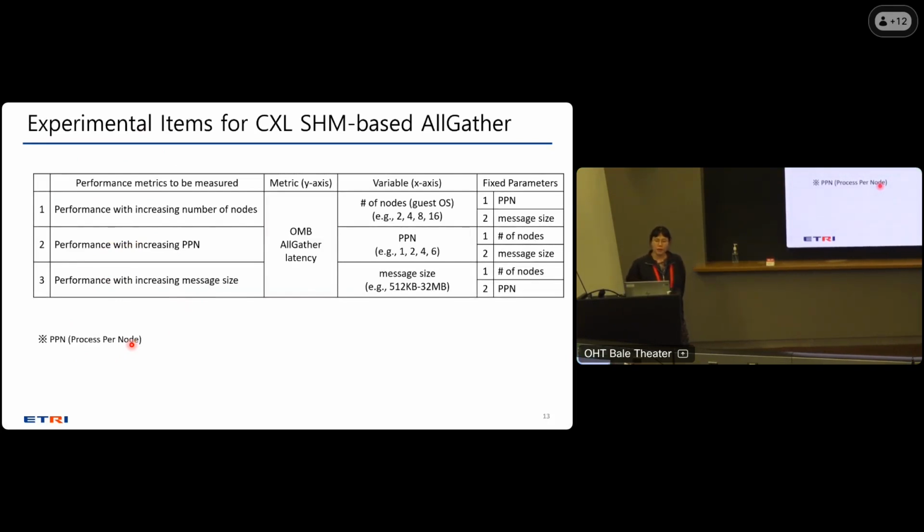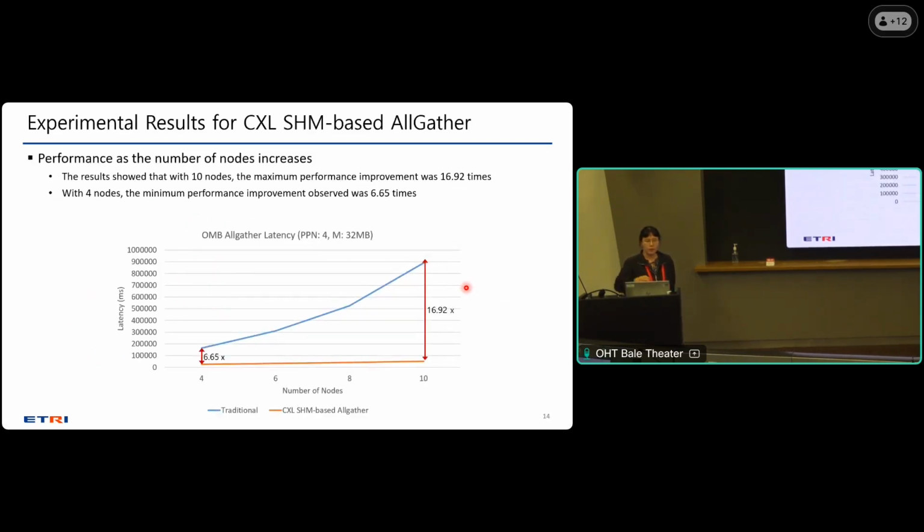And the experimental items include the performance with increasing the number of nodes, the performance with increasing the processes per node, and the message size. This graph shows the performance as the number of nodes increases. The results show that with 10 nodes, the maximum performance improvement was about 17 times, and with 4 nodes, the minimum performance improvement was observed.